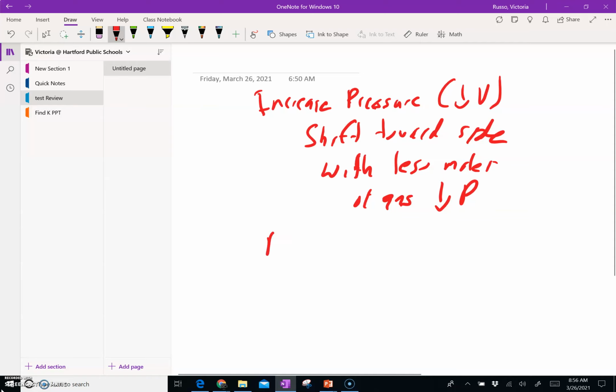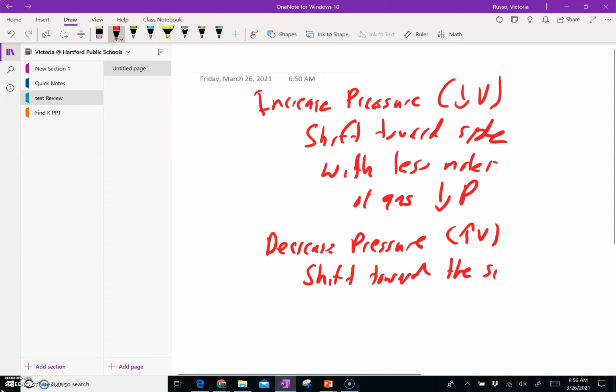Now, if you decrease the pressure when the system is at equilibrium, that's the same as increasing the volume. You're going to shift toward the side with more moles of gas, which will increase the pressure, which brings it back to equilibrium.